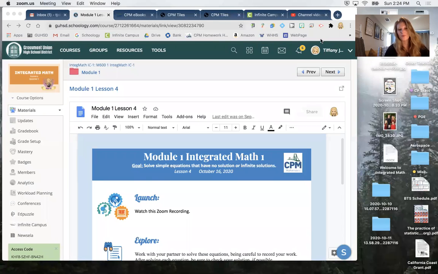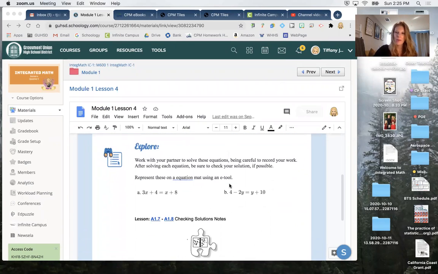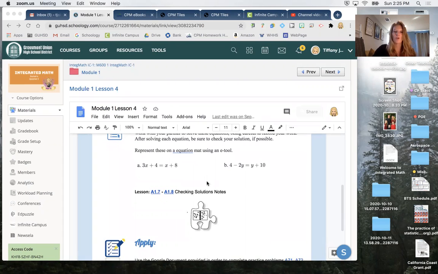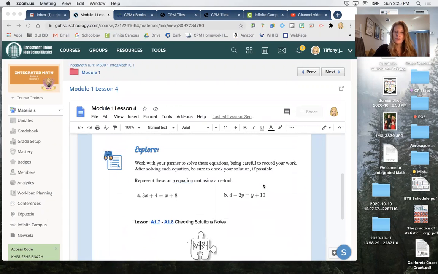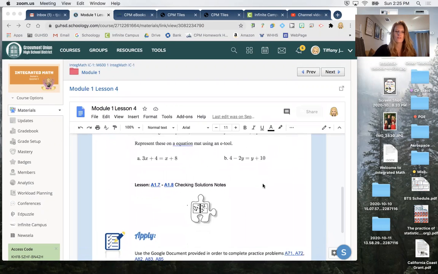Okay, so I am going to now look at lesson 4 in module 1, and we are going to be exploring the equation mats again, but also just simple equations as well, where we can either use the e-tool or you guys can actually solve them without the e-tool, depending on what they're asking for in that first one. So in here, this explore is what I'm going to use to first look at them.